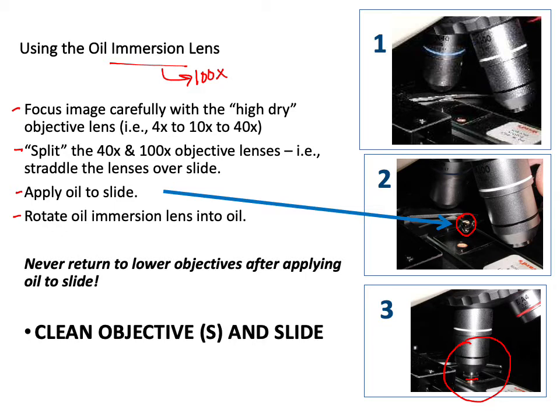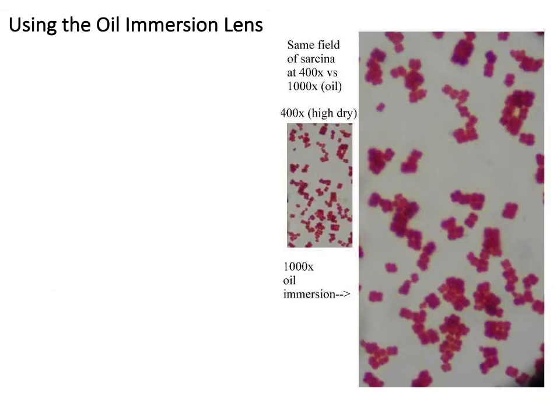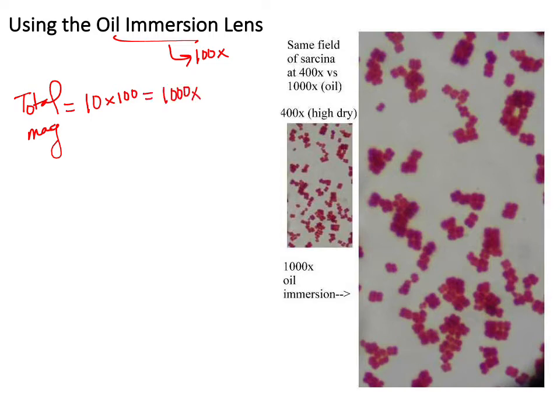The reason that we use the oil immersion lens is because it gives us a really great magnification power. Remember, for total magnification, we always take the magnification of the eyepiece and multiply it by the magnification of the objective lens. Our eyepiece is always 10, and our oil immersion lens in this example is 100 times. So our total magnification when we use this objective is 1,000 times. You can see from the figures on the right that using the oil immersion lens can give you a much clearer picture of a small organism like a bacteria.